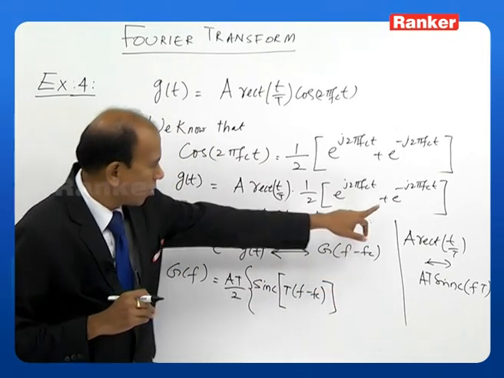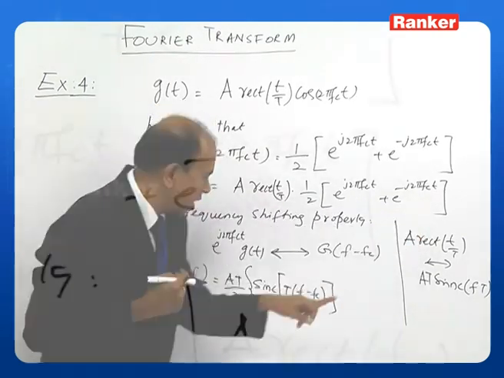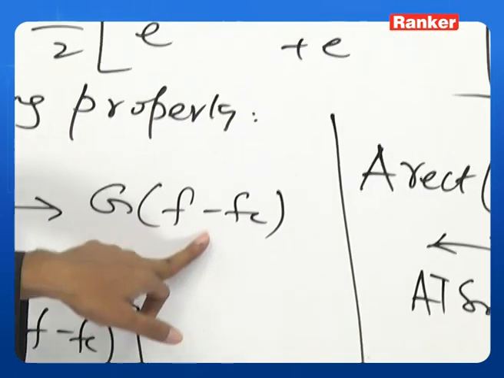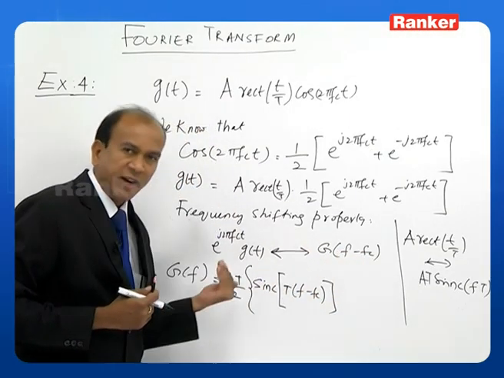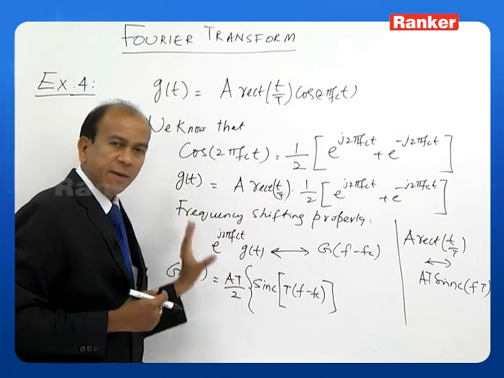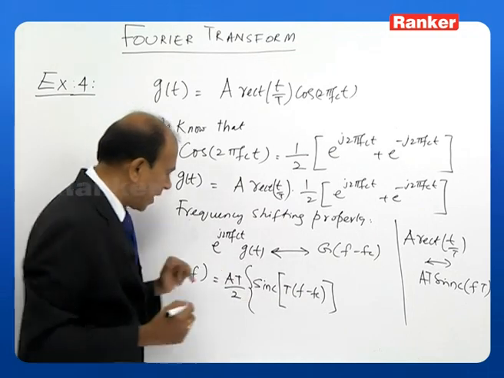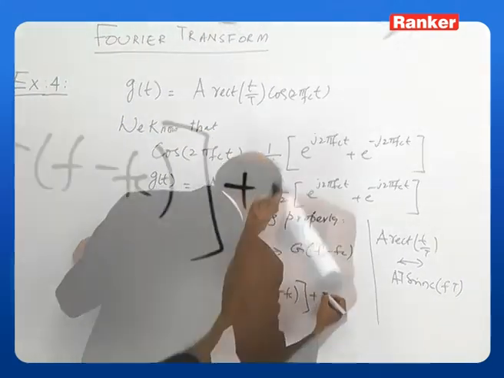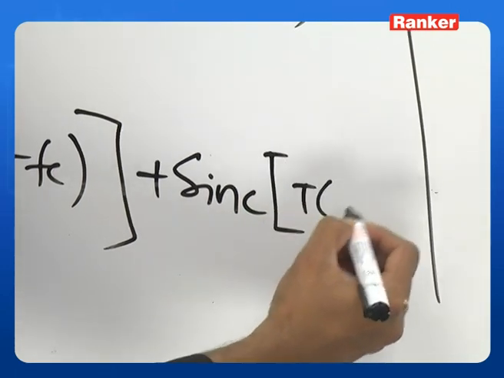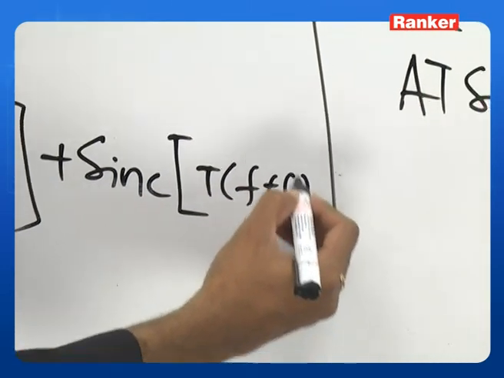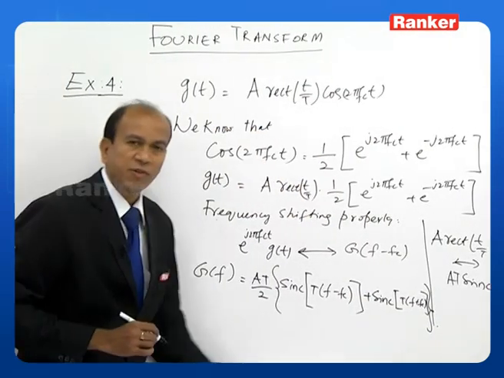Now, what is the second component here? The second component is multiplied by e to the power of minus j 2 pi f c t. So, this becomes f equal to minus f c, that means if your spectrum is shifted to the left hand side, then the time domain will be multiplied by e to the power of minus j 2 pi f c t. So, what will be the answer here? Here it will be sinc of T into f plus f c. So, this is our G of f.